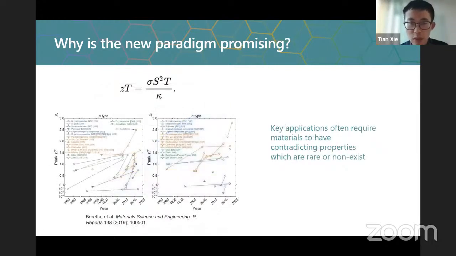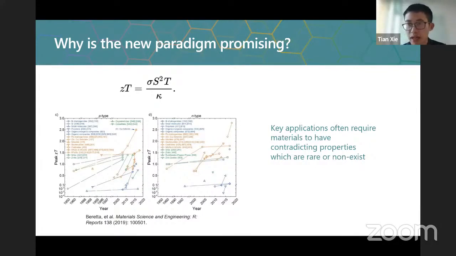In addition, which I think is even more important, in many of the key applications of material science, you really need to find materials that have contradicting properties, which are rare and maybe non-existent in the natural world. One famous example is so-called thermoelectric materials, in which you need to find a material with both good electrical conductivity but low thermal conductivity. This is very hard because usually the charge carriers associated with these two conductivities are the same. So it is very hard to find a material with such contradicting properties. And this is a very typical problem for a lot of material design tasks.